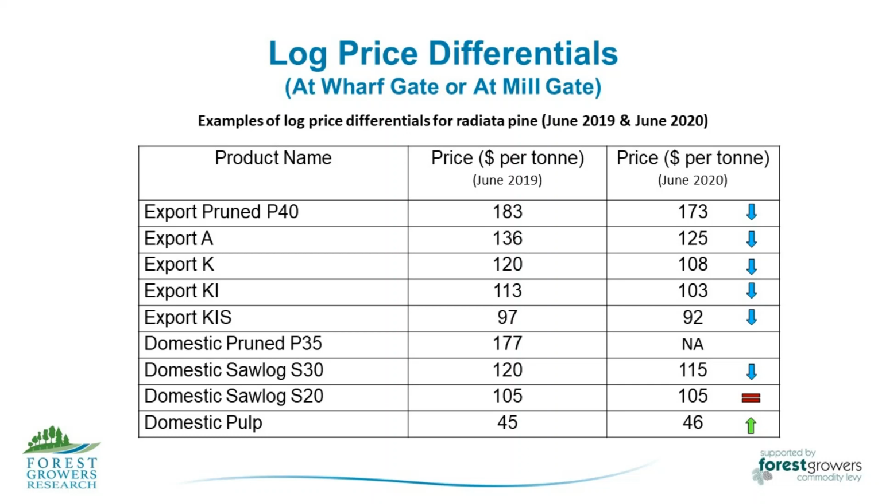As an example of the effect that price changes can have, a woodlot harvested in June 2019 would have been worth 6% more than the same woodlot harvested in June 2020, when the prices of most log grades were down substantially.